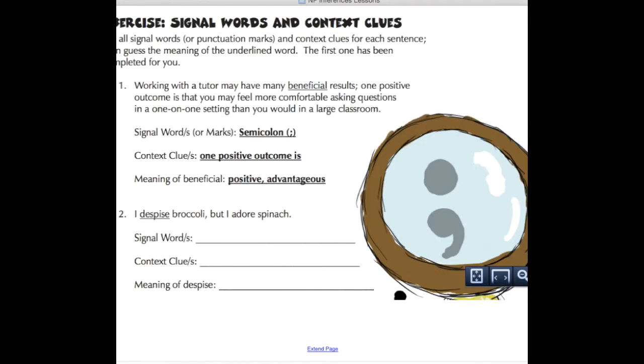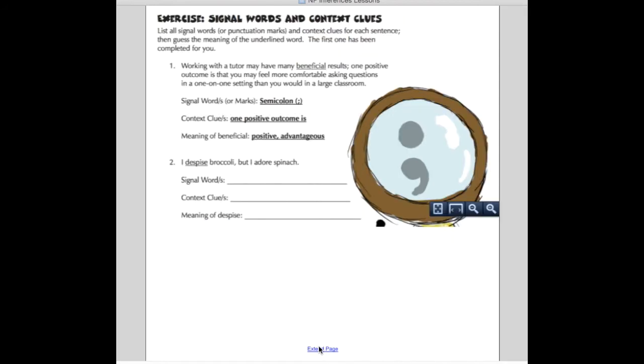Today your worksheet looks like this. List all the signal words or punctuation marks and context clues for each sentence. Then guess the meaning of the underlined word. The first one has been completed for you. Working with a tutor may have many beneficial results; one positive outcome is that you may feel more comfortable asking questions in a one-on-one setting than you would in a large classroom.